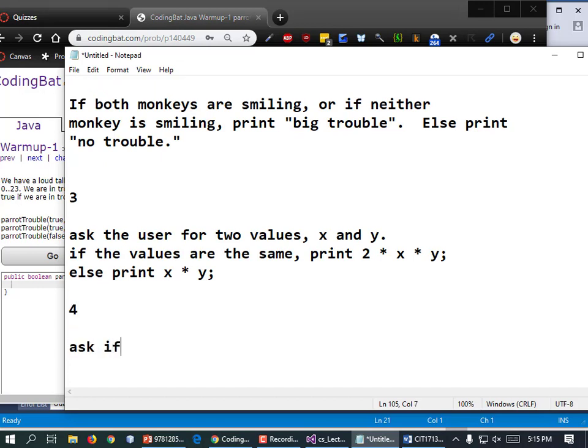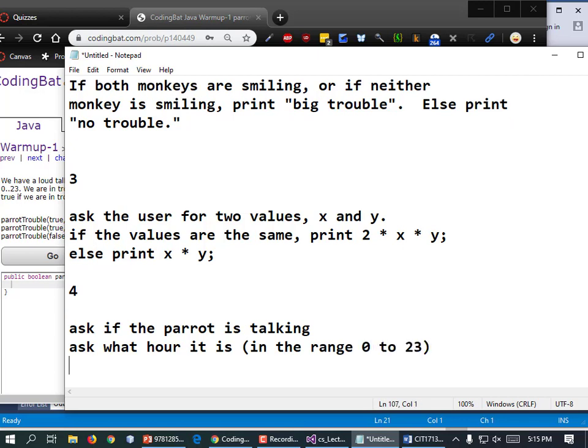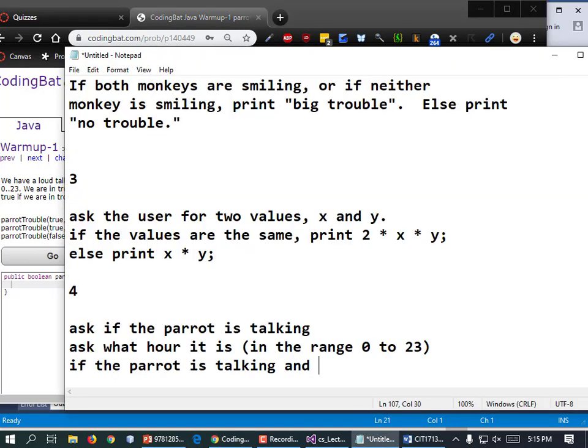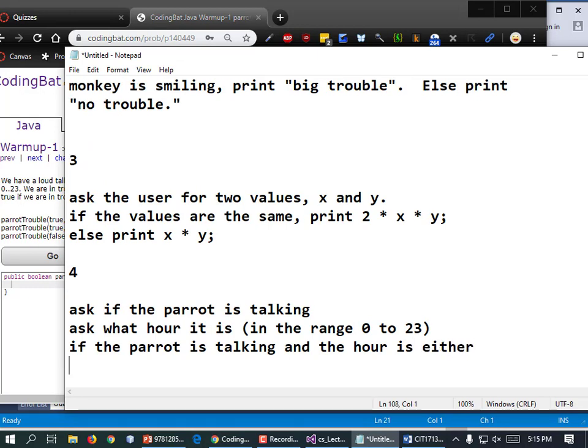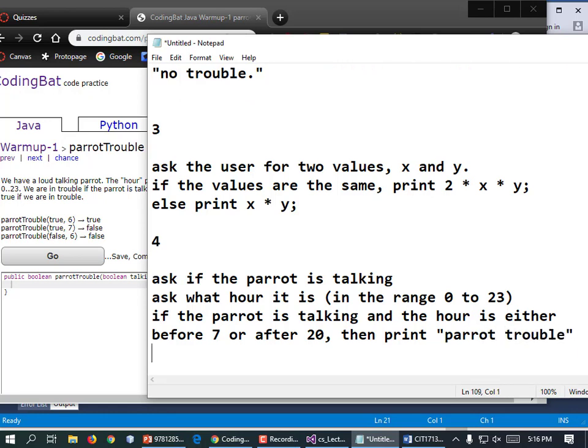Ask if the parrot is talking, and ask what hour it is in the range 0 to 23. If the parrot is talking, and the hour is either before 7 in the morning or after 20, then print parrot trouble. Else print no parrot trouble.